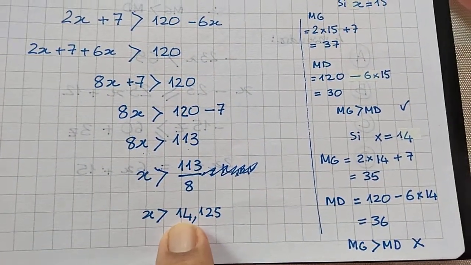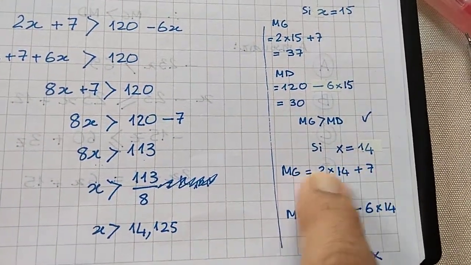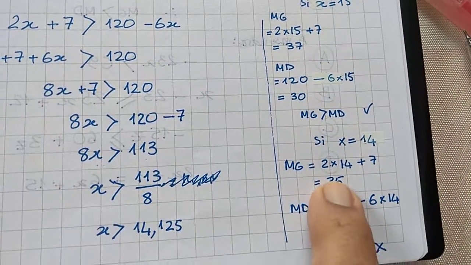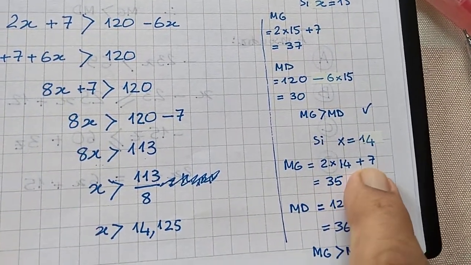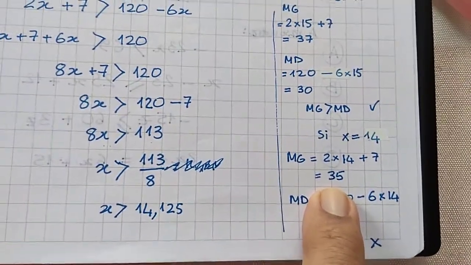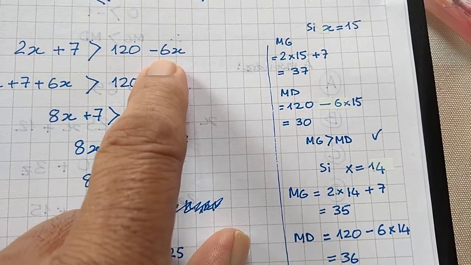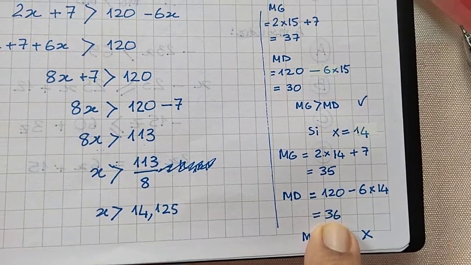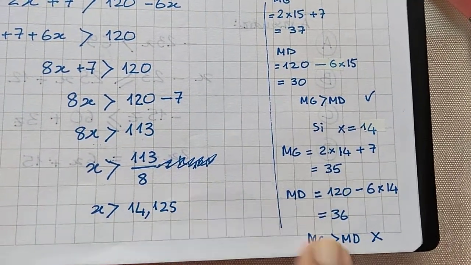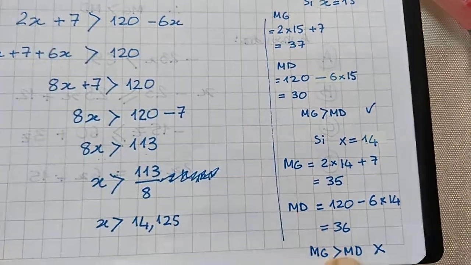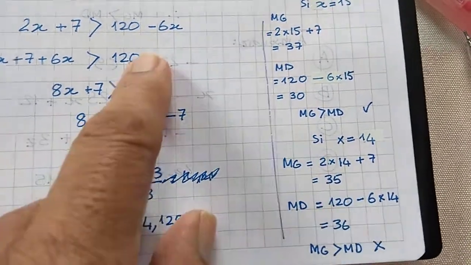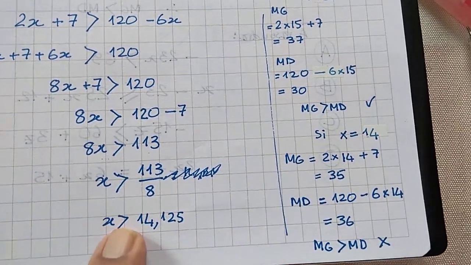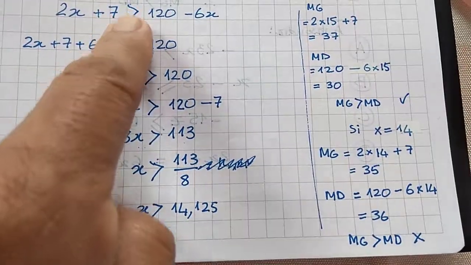Let's take a smaller value. Let's take x is equal to 14. So membre gauche becomes 2 into 14 plus 7, that will give us 35. 2 into 14 is 28, 28 plus 7 gives us 35. Okay. Membre droite, 120 minus 6x, 120 minus 6 into 14. If you do this, you will get 36. And you see membre gauche is no longer greater than membre droite, because 35 is not bigger than 36. So if we write this, this is wrong. So we can see that in a way, what we have solved is correct.